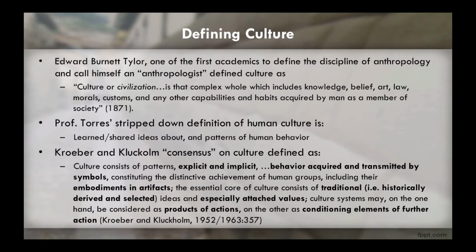And they said culture consists of patterns, explicit and implicit, of behavior acquired and transmitted by symbols, constituting the distinctive achievements of human groups, including their embodiments in artifacts. The essential core of culture consists of traditional, that is, historically derived and selected, ideas, and especially attached values. That's so important, attached values. Culture systems may, on the one hand, be considered as products of actions, on the other hand, as conditioning elements of further actions. In other words, our actions determine our culture, but our culture also determines our actions.